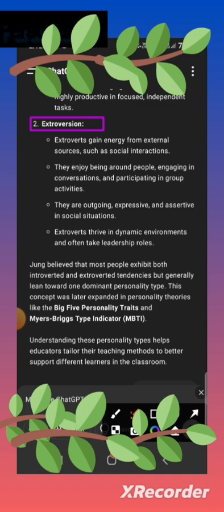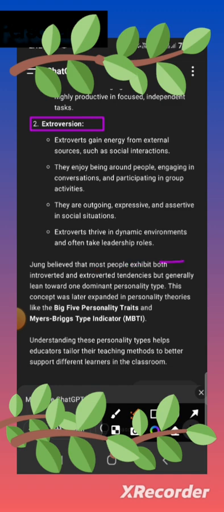Extrovert learners in the classroom prefer group activities and interactive discussion, learn better through verbal communication and social engagement, are comfortable speaking up in class and sharing their opinions, and may struggle with independent study but excel in collaborative projects.